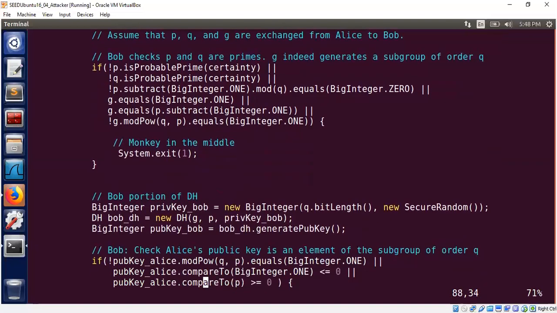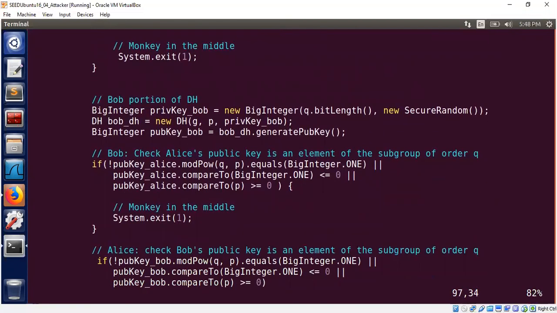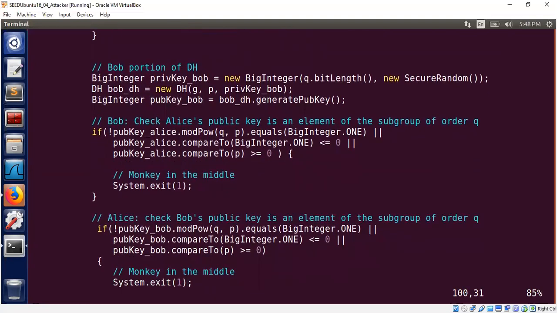Okay, so after he checked all of those, he goes back to the Diffie-Hellman protocol. He also generates a random number from the subgroup of order Q. That's the reason he does this. And then he computes his public key. Now, what do they do next? Both Bob and Alice have to check, after they exchange the public keys, of course, whether this public key is an element of order Q, because we want to only work with the subgroup of order Q. That's simple.